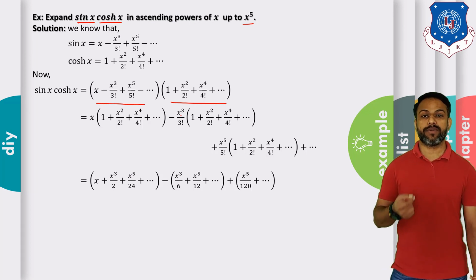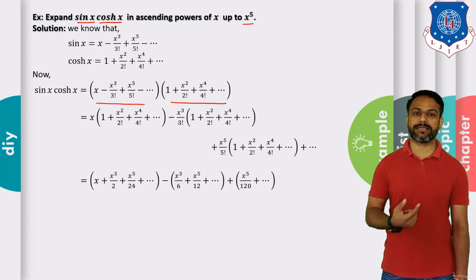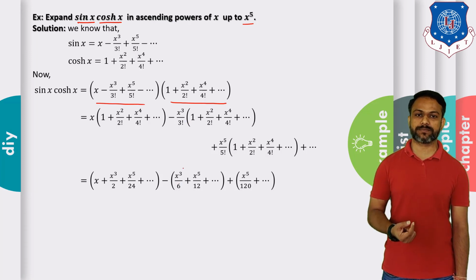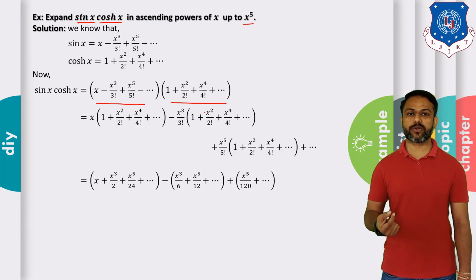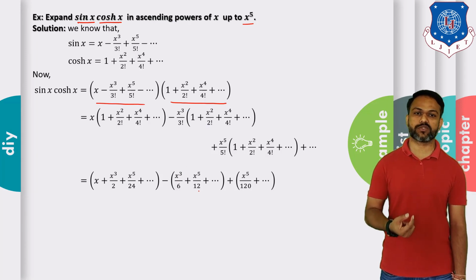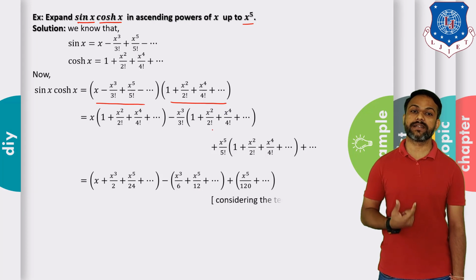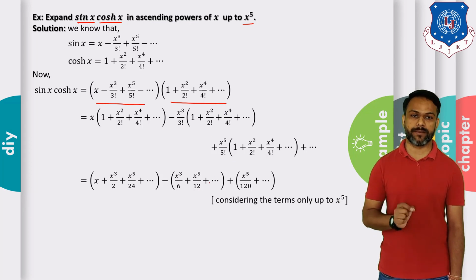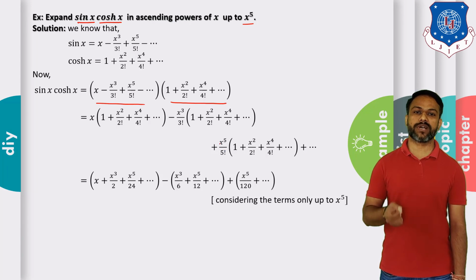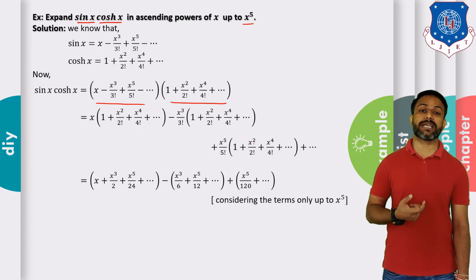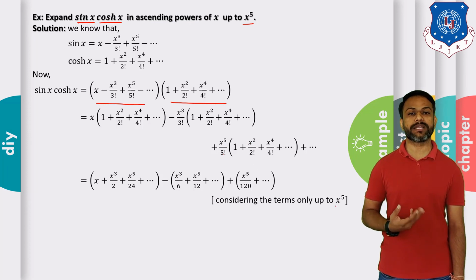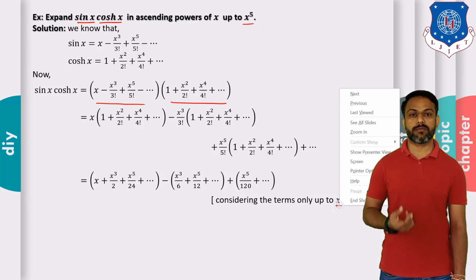When we multiply x cube by 3 factorial with the second bracket, we have x cube by 3 factorial, that makes 6, plus x raised to 5 by 3 factorial into 2 factorial, that is 6 into 2, that is 12, and the third term will be x raised to 7, but we consider only terms up to x raised to 5, so we omit that term. Now multiply x raised to 5 by 5 factorial with 1, so x raised to 5 by 120, and multiplying x raised to 5 with the second term gives x raised to 7, which we also omit because we need terms only up to x raised to 5.